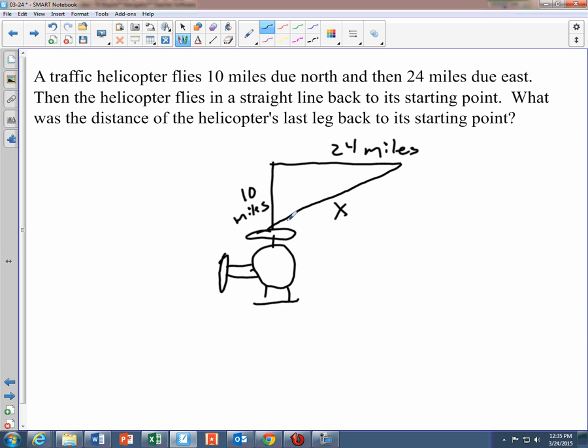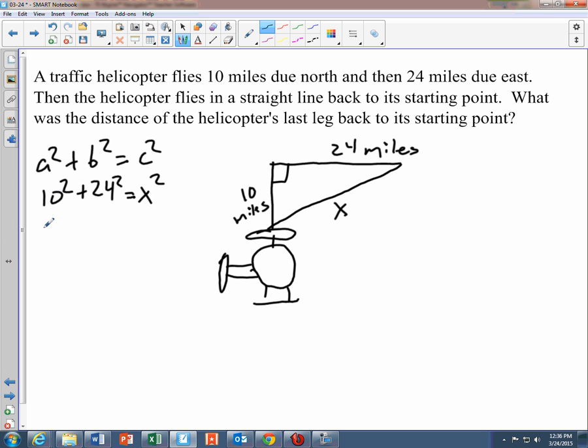Well, if you notice, what kind of picture did we draw? It's a right triangle. And what can we use with right triangles? Well, we can use a squared plus b squared equals c squared. Let's see where I'm going to put things in. The 10 is touching the right angle, so that's a leg. The 24 is touching the right angle, so that's another leg. And I don't know what x is. x squared is my hypotenuse because it's not touching that.